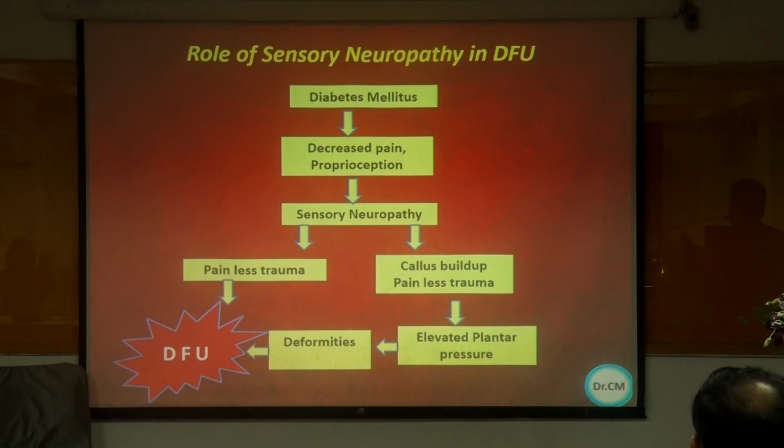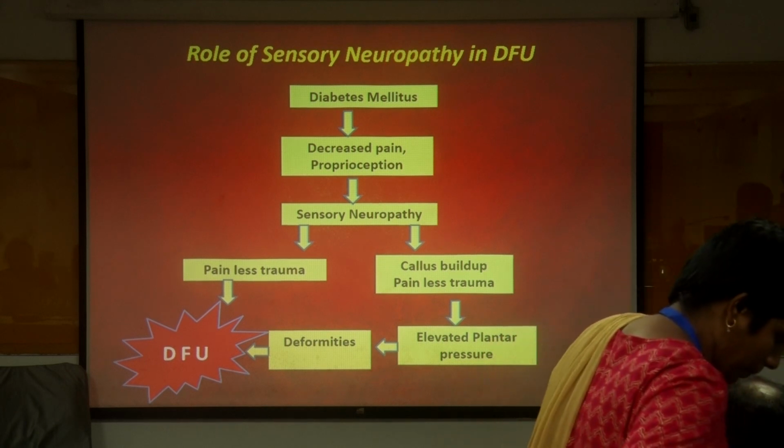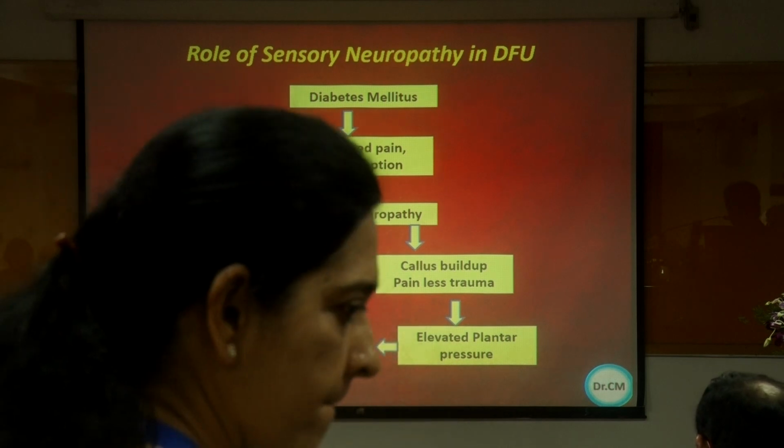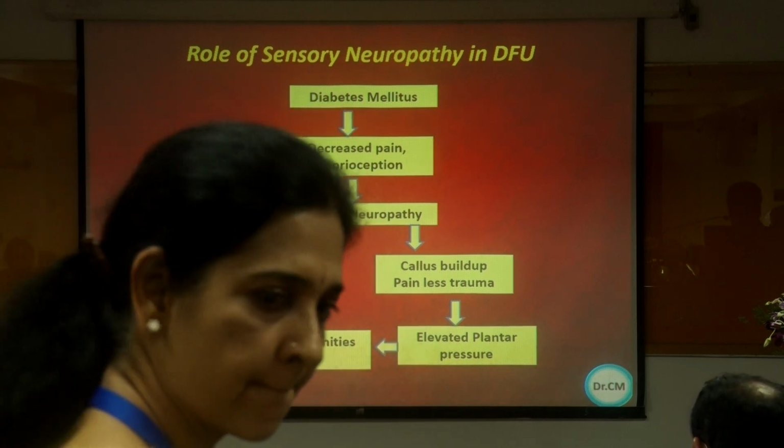Role of sensory neuropathy in diabetic foot ulcer. So diabetic foot ulcer, poor glycemic control, longer duration. The patient experiences decreased pain and decreased proprioception, which leads to sensory neuropathy, which in turn leads to painless trauma, leading to diabetic foot ulcer. In this pathway, there is a building up of callus and painless trauma. Because of the callus, there is elevated plantar pressure which leads to deformity. Deformity in turn leads to diabetic foot ulcer.